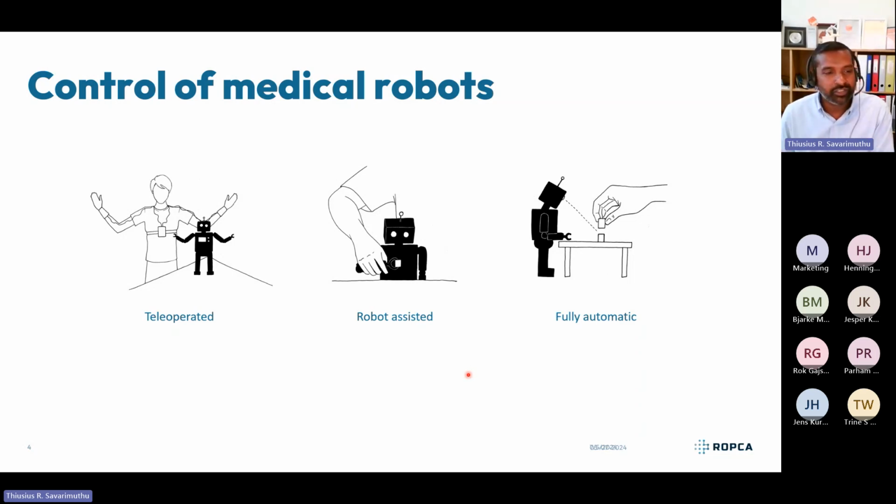So this is just to set the scene. We have a lot of these teleoperated robots. We have a few of the robot-assisted systems in hospitals, and then we have again very few automatic systems or semi-automatic systems.